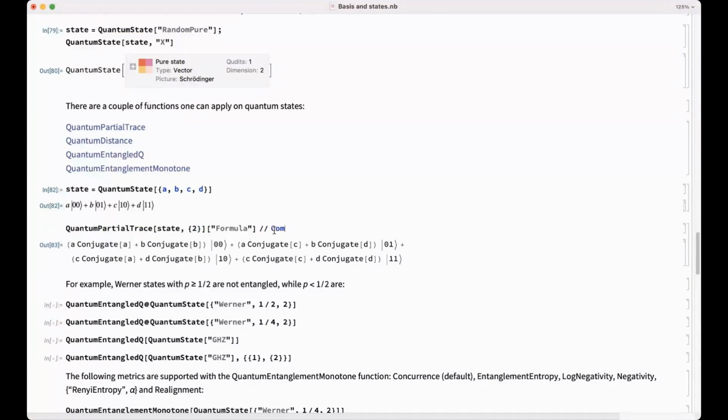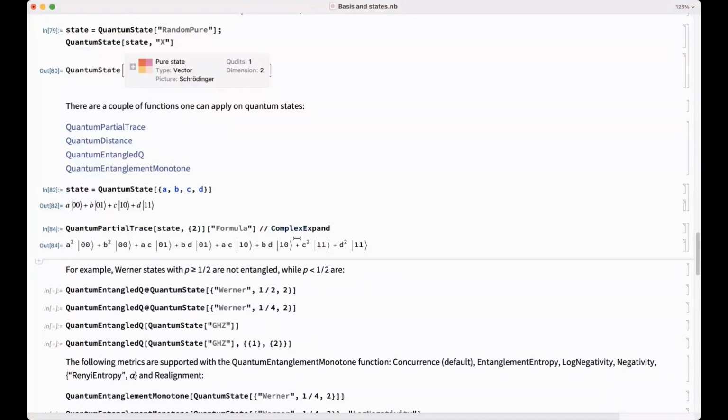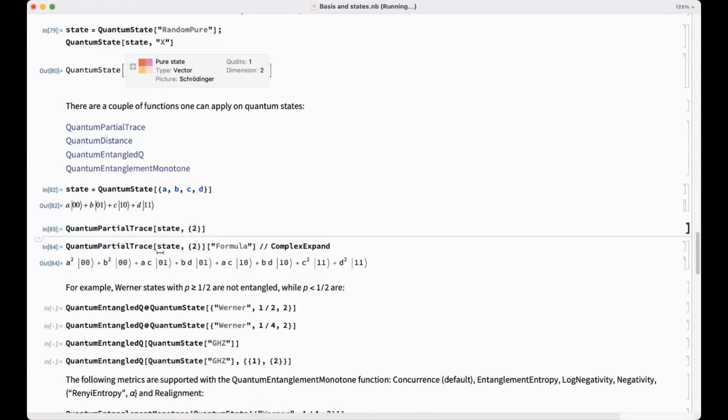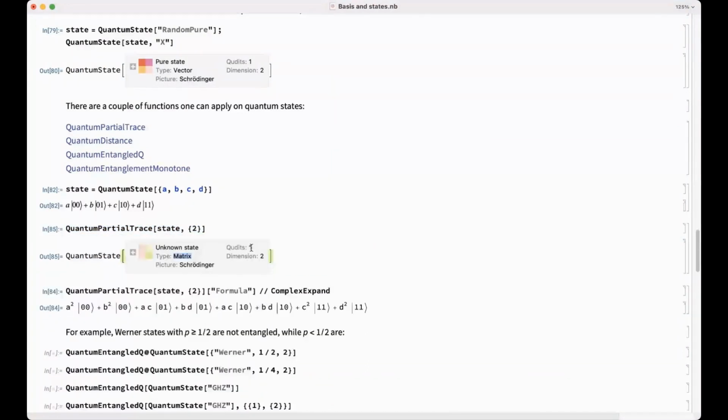Maybe do the ComplexExpand in this case. Yeah, because it looks like it didn't trace it out, but when you usually trace out one of the systems, you get a mixed state, right? Because now it's a matrix state of 1 qubit, and because it's a matrix state, it contains two row and column indices, so you have to display it as two kind of things.